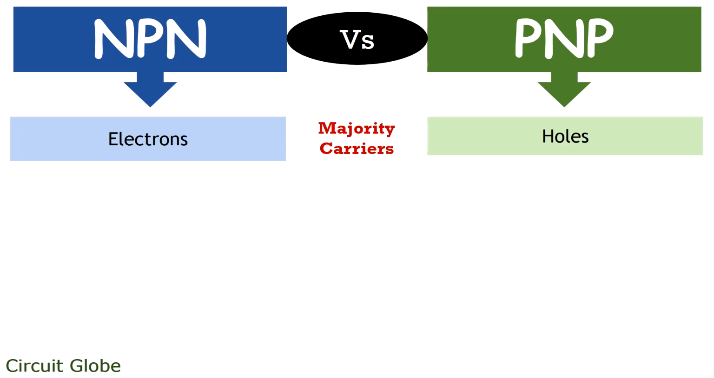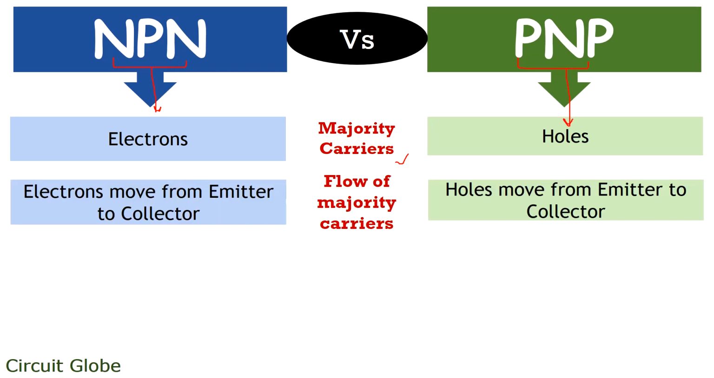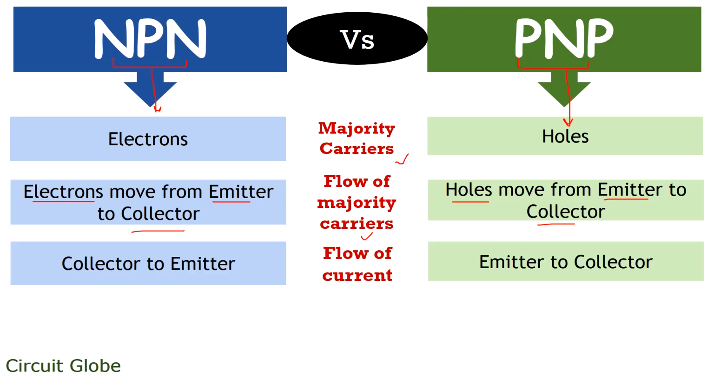So comparing on the basis of majority carriers, in NPN transistor, due to the presence of two N layers, electrons are the majority carriers, while in PNP transistor, due to the presence of two P layers, holes are the majority carriers. Now the next parameter is flow of majority carriers. In NPN transistor, electrons move from emitter to collector terminal, while in PNP transistors, holes move from emitter to collector terminal.